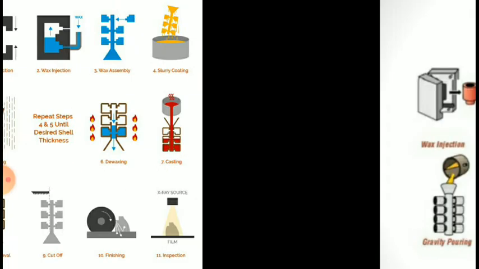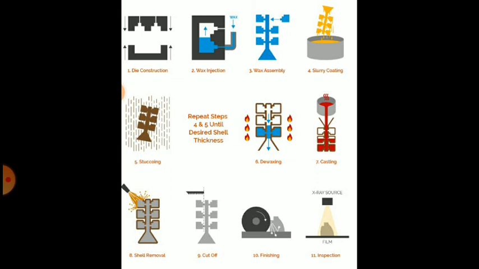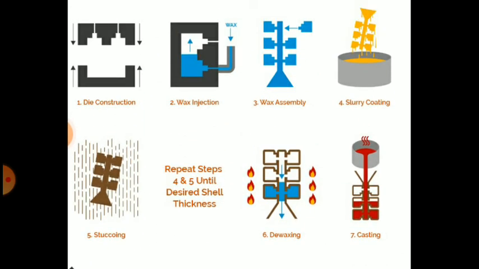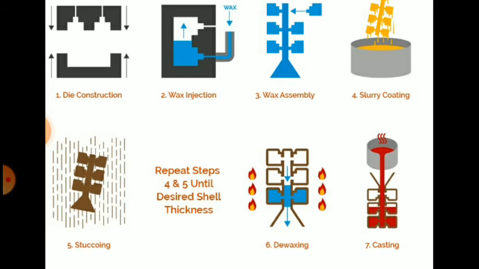Another diagram you can see. First is the construction of the die. You can see the die is made in two sections. Then the wax is injected into the die. Third is the assembly of the several wax patterns with the help of a heated tube and a central sprue arrangement, made using the gating system.